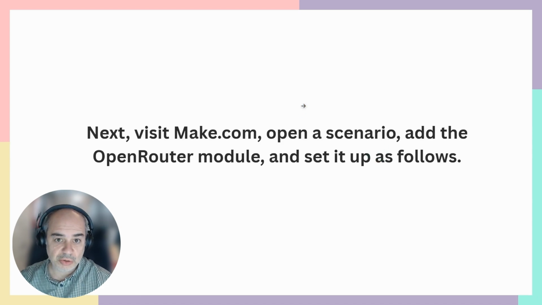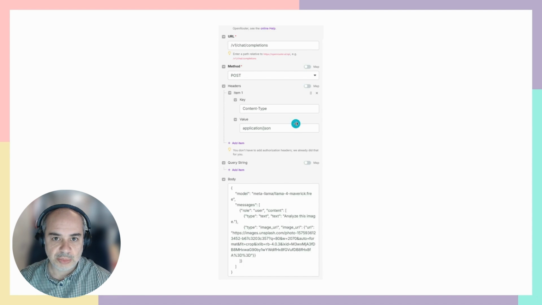So after that, you can visit make.com. Of course, open the scenario, add the OpenRouter model, and set it up as I will explain. So basically, when you add the OpenRouter model inside make.com, you need to configure it using an API call. You need to choose the chat completions. The method has to be POST, and the content type needs to be application/json. Here, you need to copy all this body where you indicate the new model, Llama 4. In this case, I'm using the Maverick, the free version.